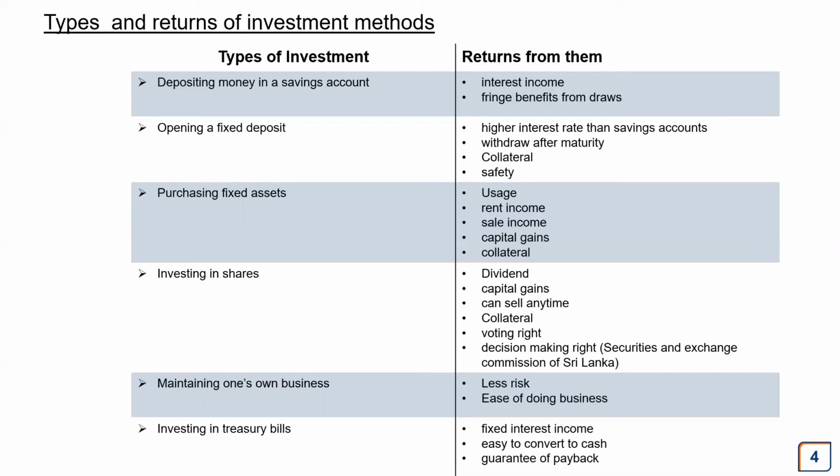Third method is purchasing fixed assets. Based on your usage, it will help you. Imagine you buy yourself a motor vehicle for your company, or else you acquire land and building or machineries. Because they help you to do your activities more efficiently, this will be giving you a positive return. And also, if you rent them, you can get a rent income. When you make products using them, you have a sales income. And then capital gains when you sell them. And also, they too act as a collateral which you can use whenever you're borrowing money or as a safety measure.